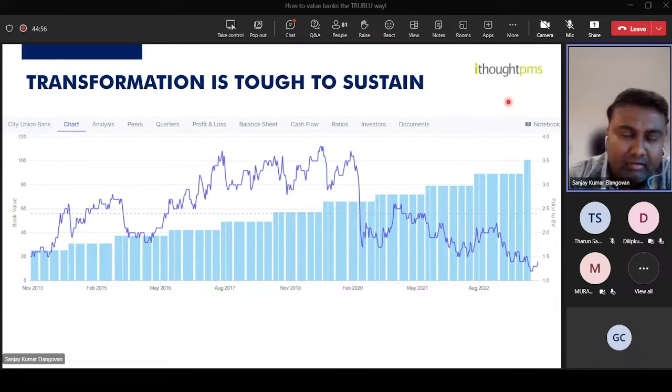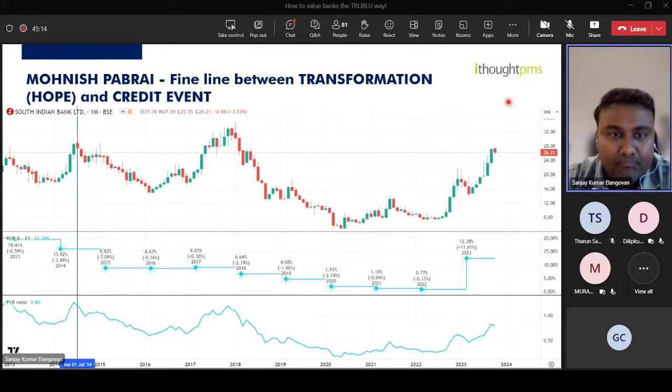Not just HDFC Bank, even Axis is trying to gain market share from City Union Bank in Tamil Nadu. Whatever they've done in the past, they were not able to sustain it. So again, transformation takes time, is painful, and is tough to sustain. So do you want to pay the premium for these factors?